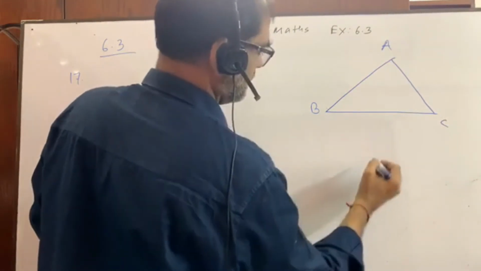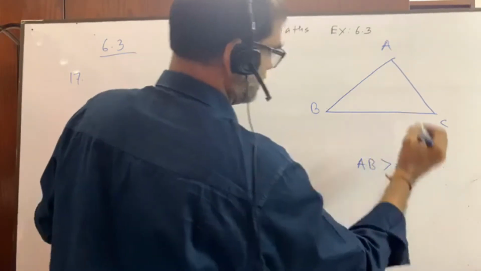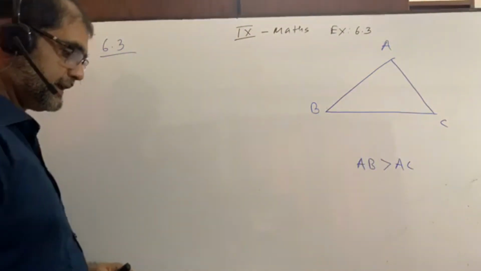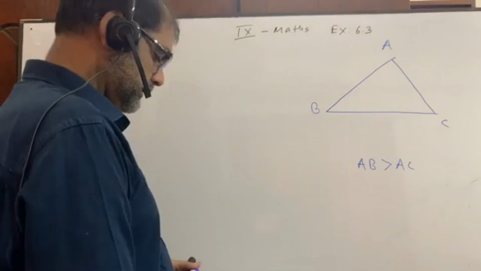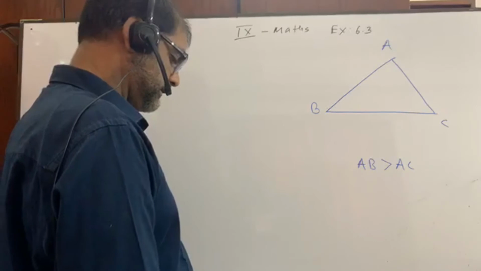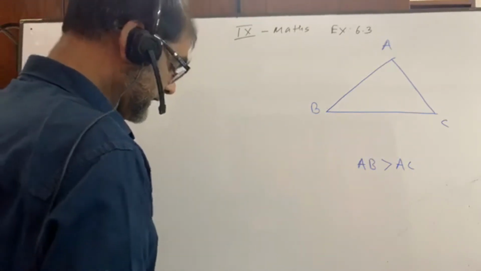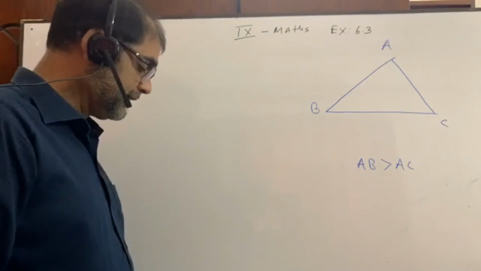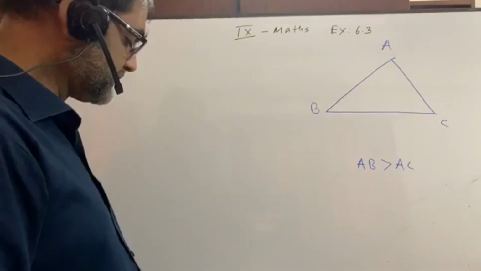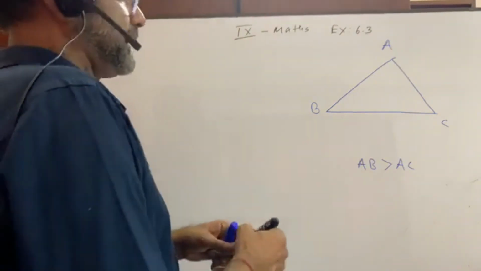ABC is a triangle. AB is greater than AC. Please try to understand, AB is greater than AC. So what we have got is triangle ABC where AB is greater than AC. It is also given that AD intersects the bisector of angle A.